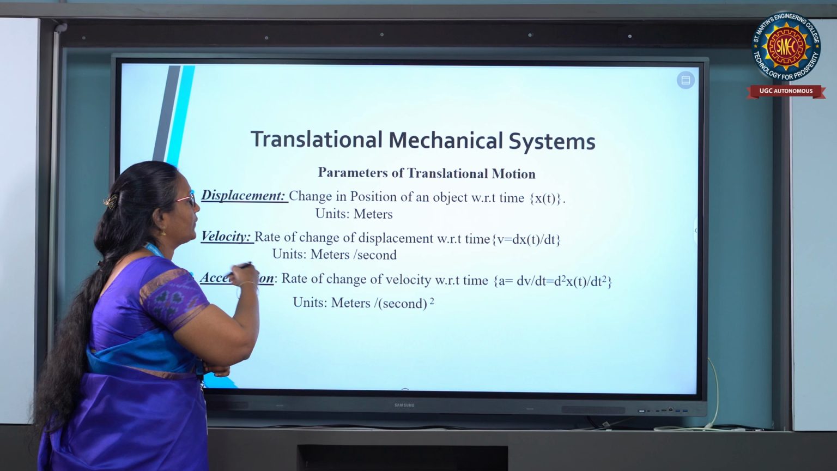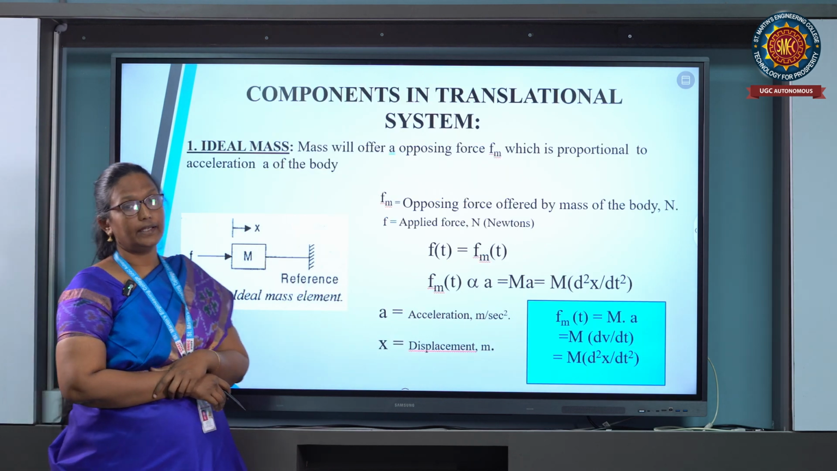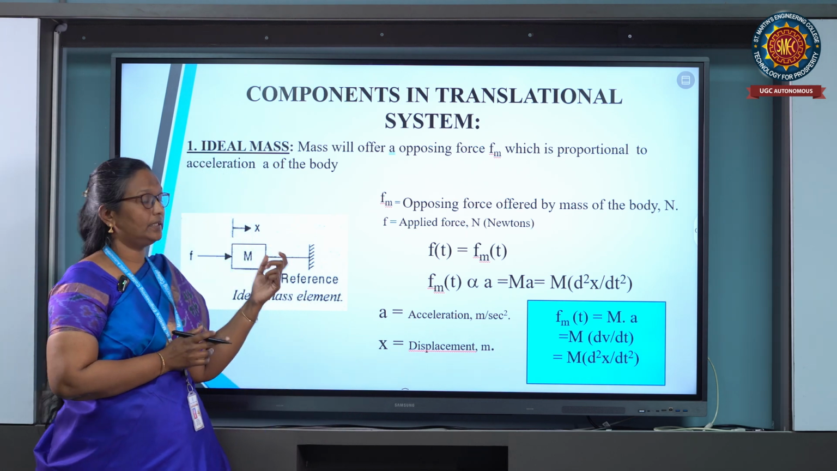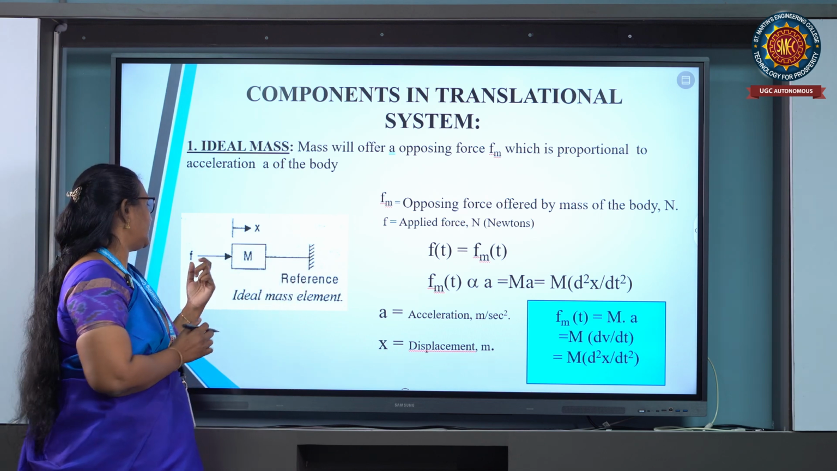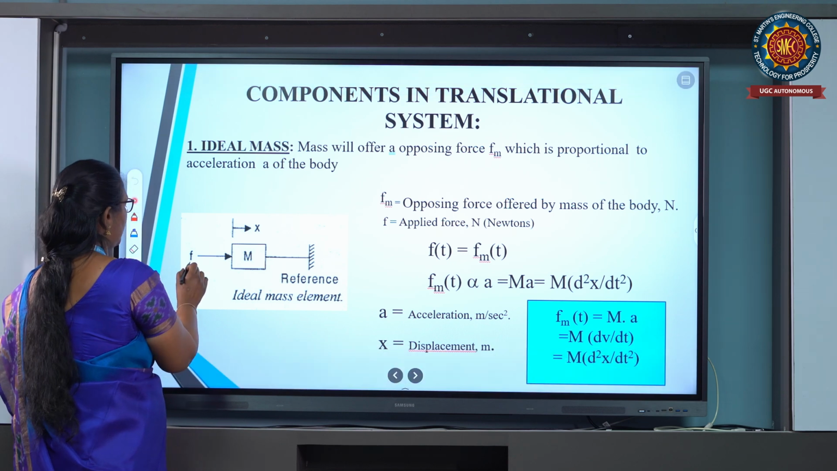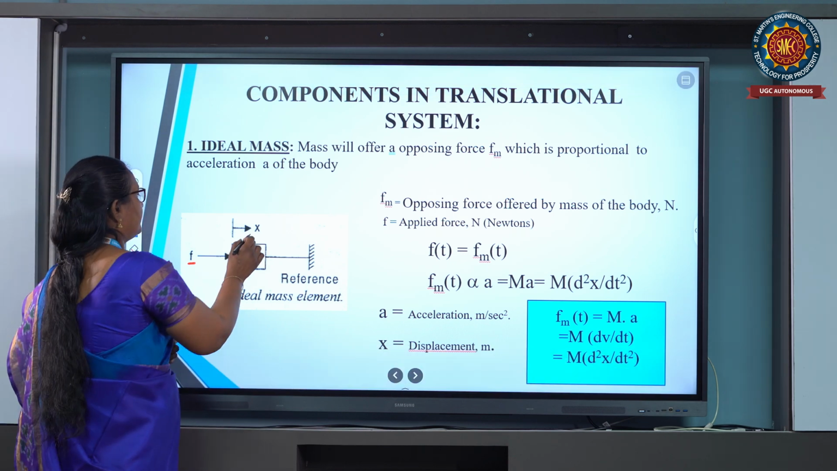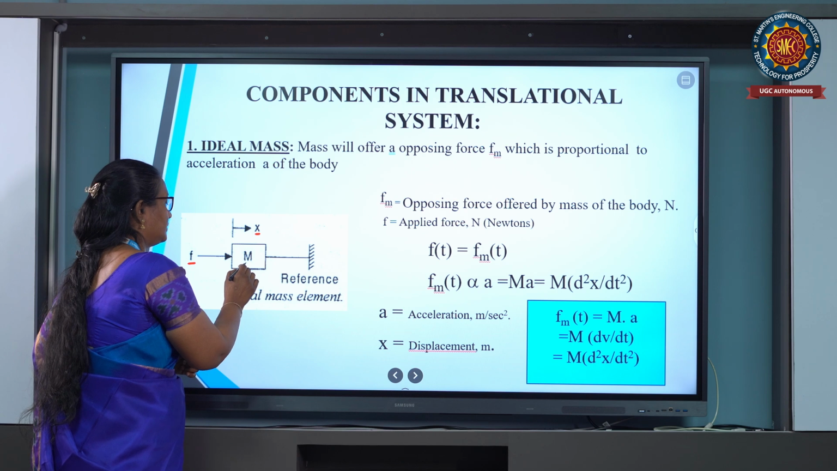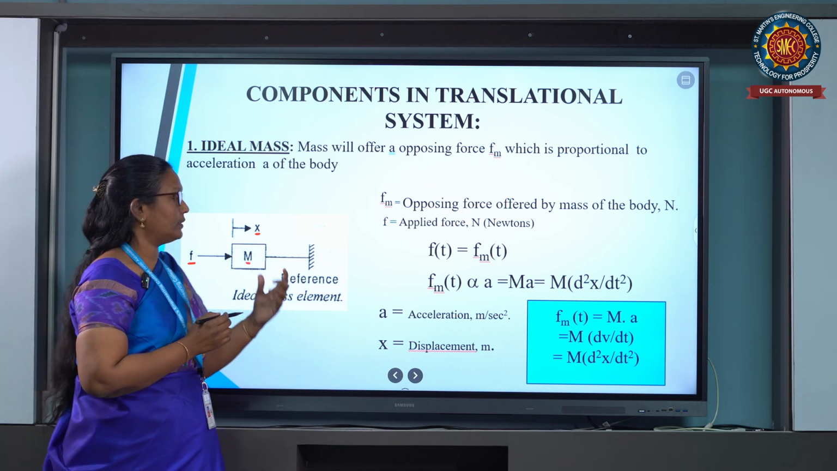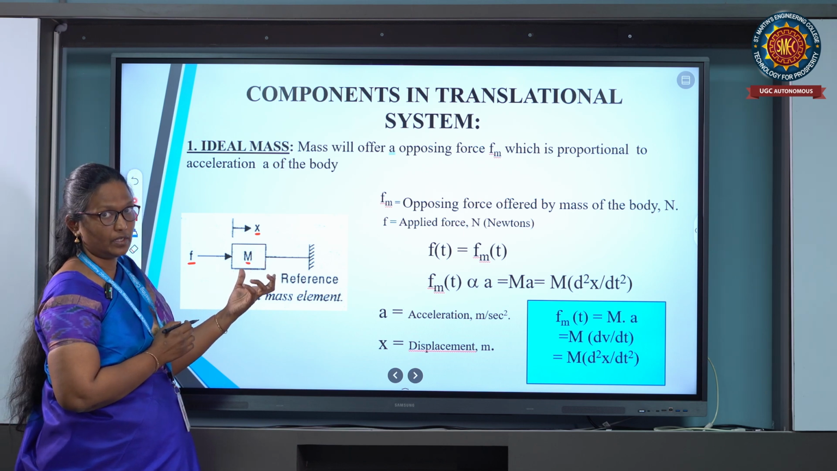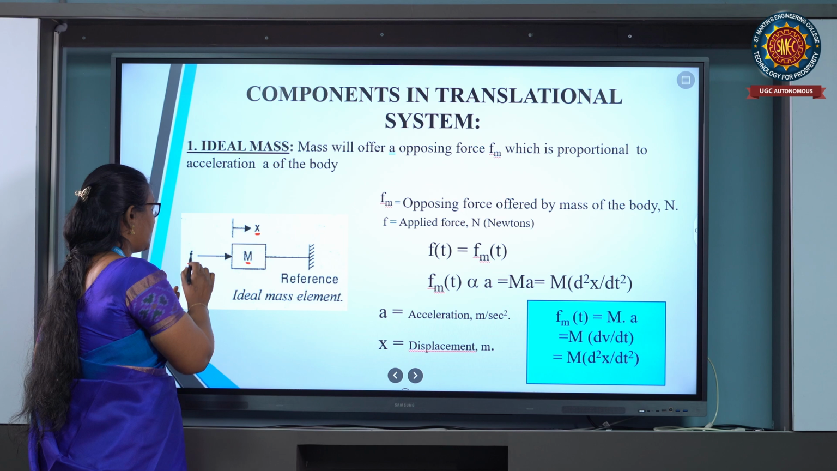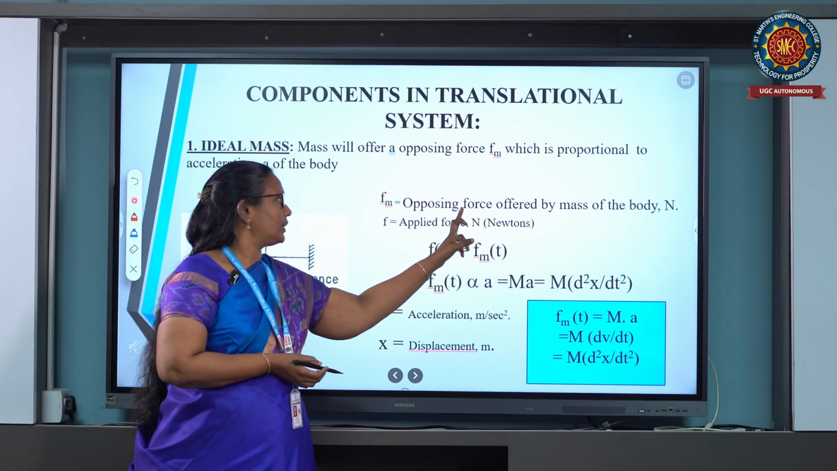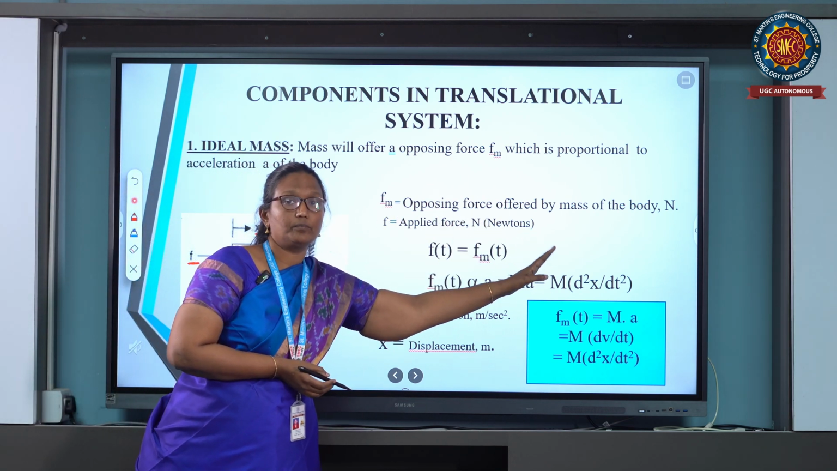Let's see one by one. The first element we have is the ideal mass element. For every element we are going with an ideal element. Here, ideal element means we take a fixed reference and apply a force, the applied force f of t. Then we define for that element the displacement x, with a certain reference, and we define our mass element with m. So we represent an ideal mass element like this. Now we applied a force F, so this is the applied force. Now there will definitely be an opposing force, that is Fm. So Fm represents the opposing force offered by the mass element.